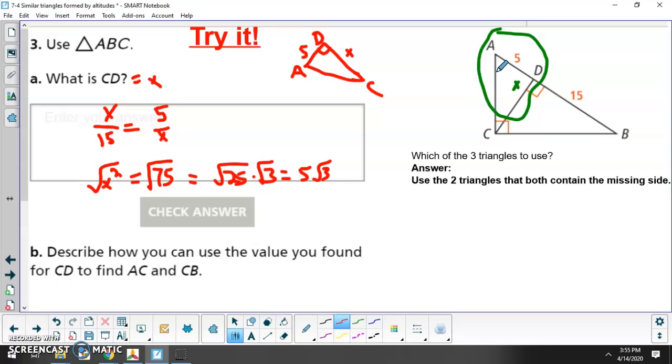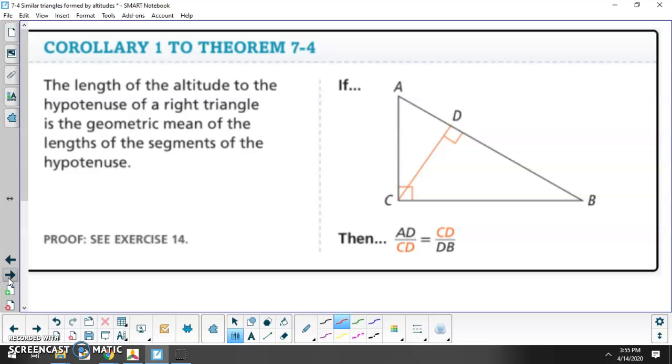If there is a missing side, you want to pick the triangles that both contain a missing side. Like I didn't want to pick the biggest triangle because that didn't contain the missing side. All right, let's look at another problem.